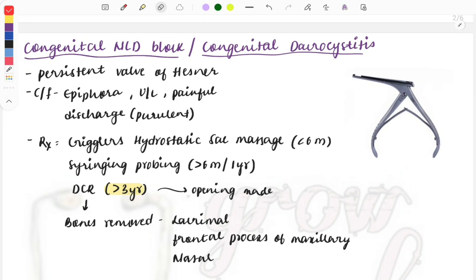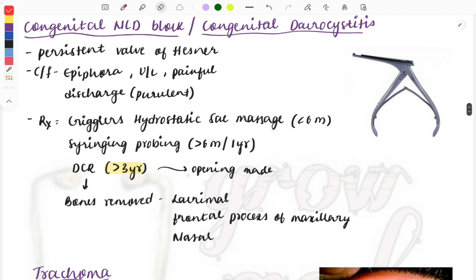Then clinical features are epiphora, mostly unilateral, and a painless condition. Then treatment, we will be doing the Crigler hydrostatic sac massage. Questions are asked mainly on the treatment of nasolacrimal duct block, because this treatment is classified based on the age of the patient. For example, if the child is 5 years, which treatment will you be doing, or if the child is 1 year, which treatment will you be doing. So let's look at those points.